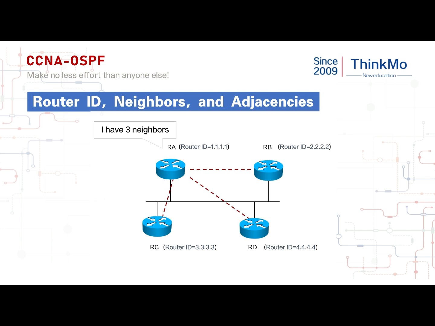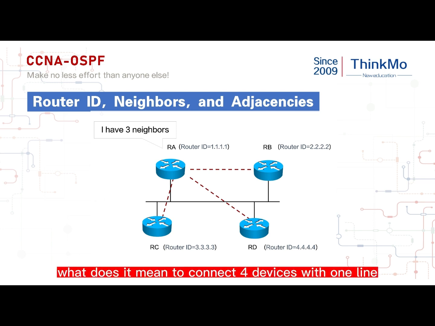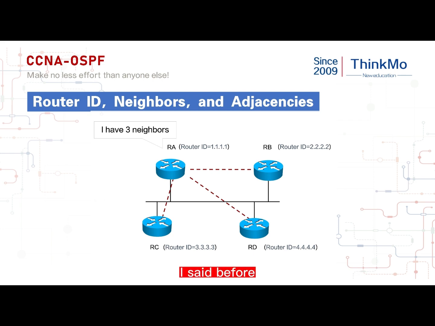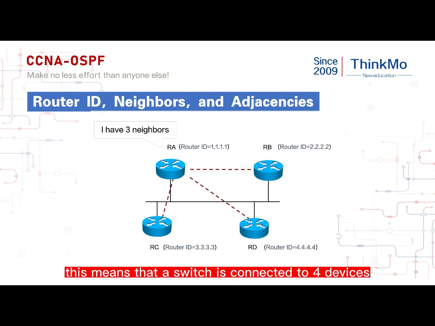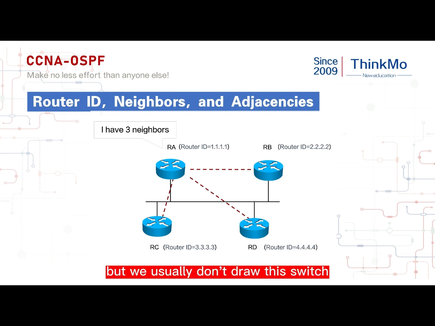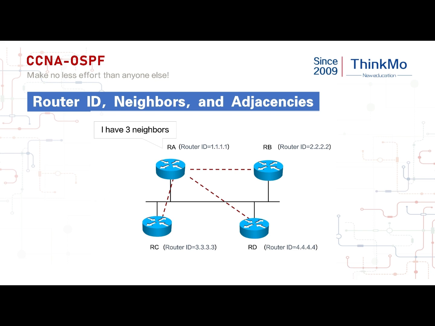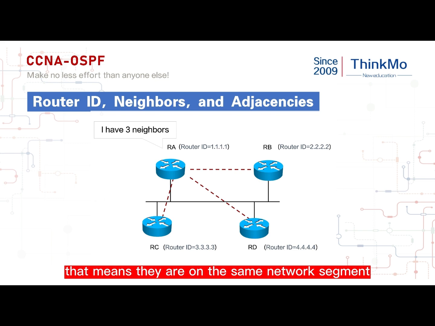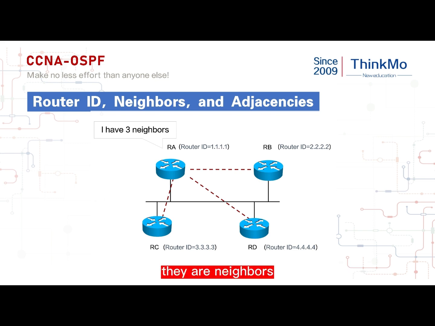Remember this? What does it mean to connect 4 devices with one line? I said before, this means that a switch is connected to 4 devices, but we usually don't draw this switch. That means they are on the same network segment. If on the same network segment, they are neighbors, but they are not all adjacent. It depends on the network type. Our network type is Ethernet. There are 3 neighbors here.